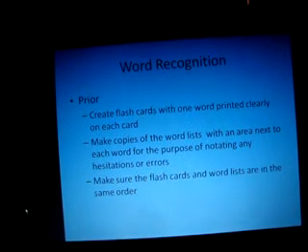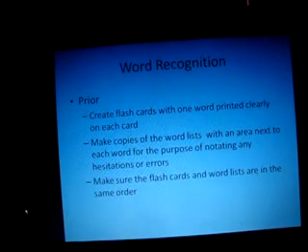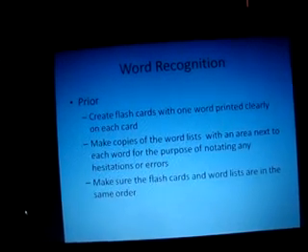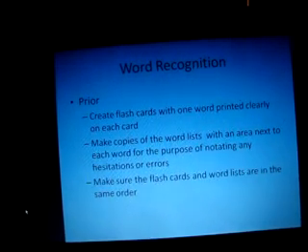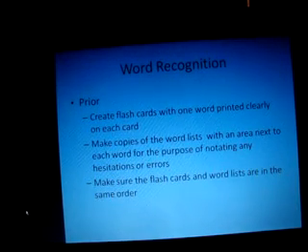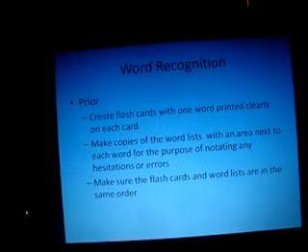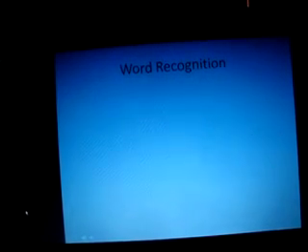Prior to administering this section of the exam, you should create flashcards with one word printed clearly on each card. Make copies of the word list with an area next to each word for the purpose of notating any hesitations or errors. Make sure the flashcards and word lists are in the same order.